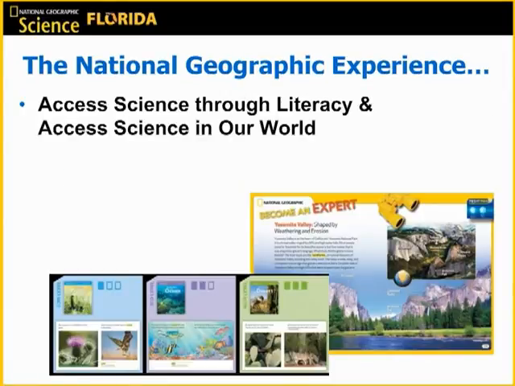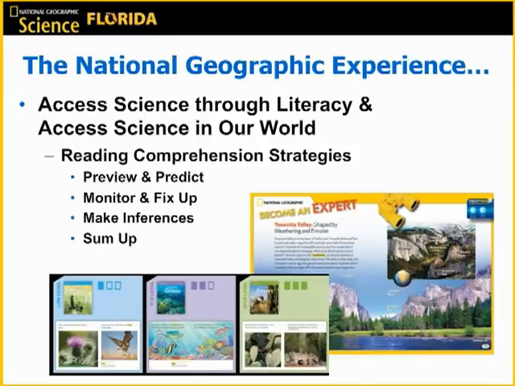With National Geographic Science, students build their scientific and content literacy through Become an Expert books and selections that tie directly to the big ideas and the science we see in our world today. Proven reading comprehension strategies are presented to ensure that content learning is deep and lasting.